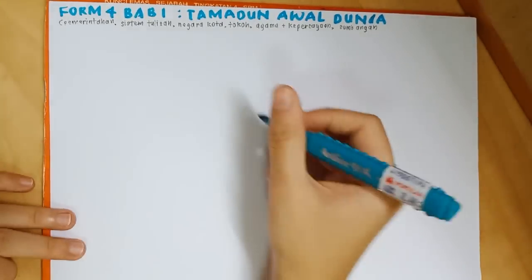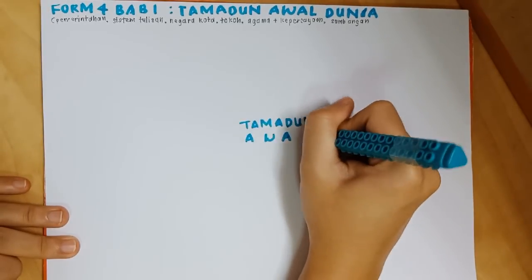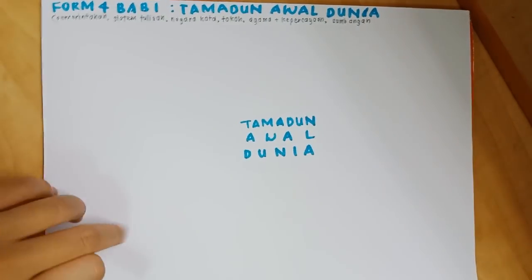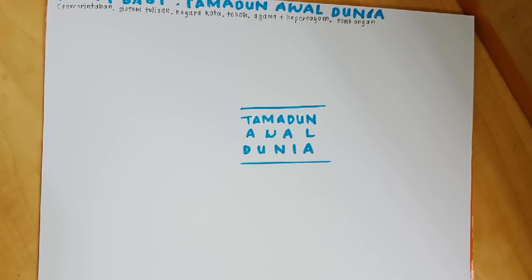So I'm just starting this off by writing the title of the mind map in the middle of the page, and the title is of course Tamadun Awal Dunia, so I'm writing it down in brush marker so that you can see it better.